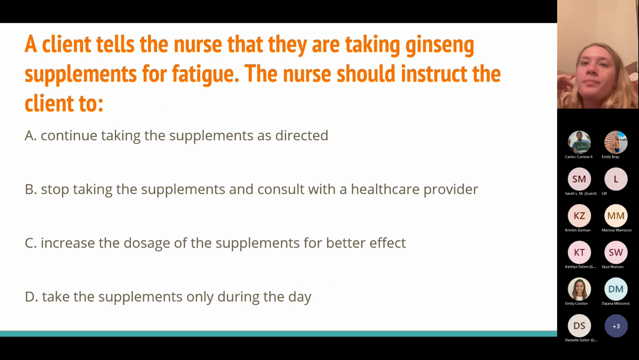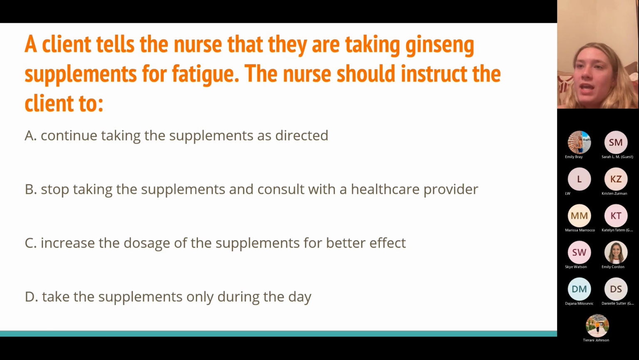I have another one. A nurse said they are taking ginseng supplements for fatigue. The nurse should instruct the patient to, what do you think we should do? What do we think? Yep, good job. We stop taking the supplements and consult with the provider.